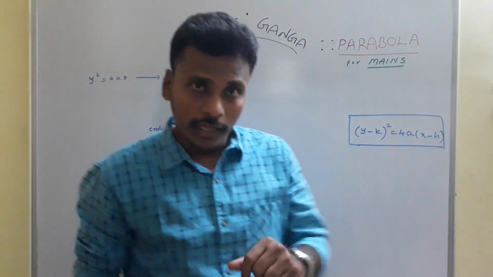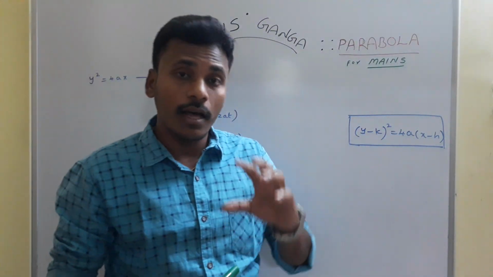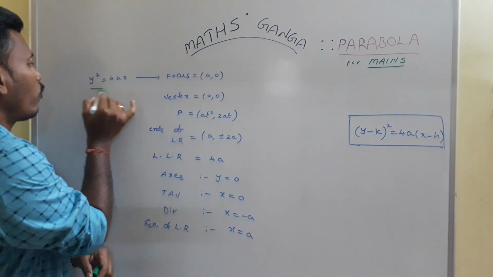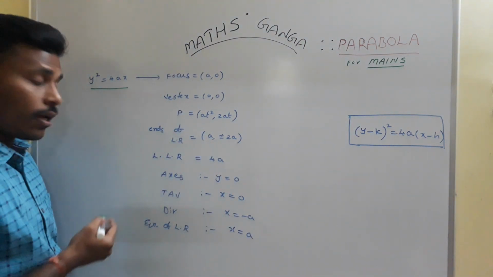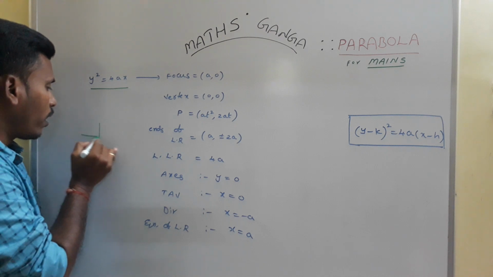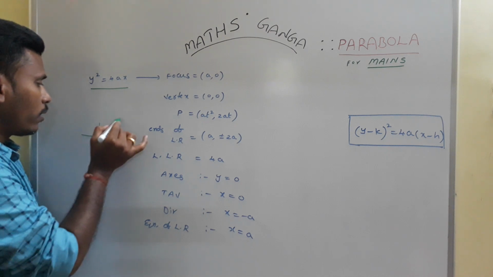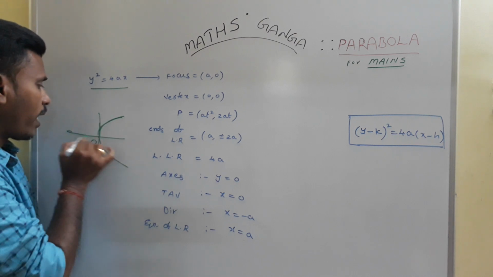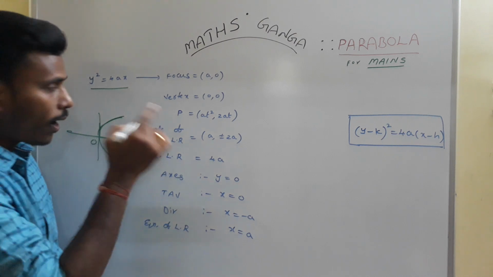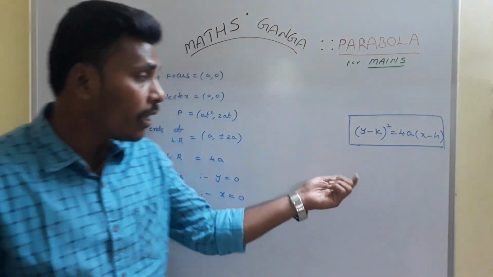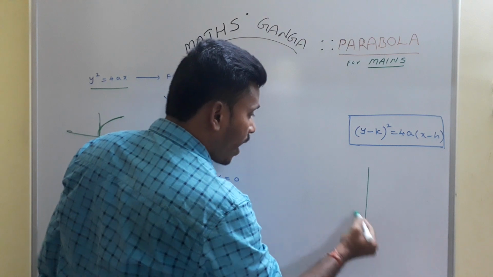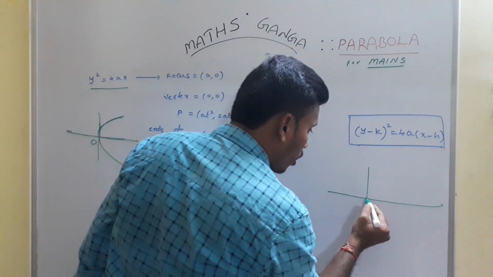Third conceptual idea is the parabola whose axes are parallel to the coordinate axis. See, for y square is equals to 4ax, the vertex of the parabola is at the origin. If this is the origin, the parabola is at the origin. This is the coordinate axis and this is the parabola. Whereas coming to the equation of the format y minus k whole square is equals to 4a times of x minus h, if this is the y-axis and this is the x-axis and this is the origin.